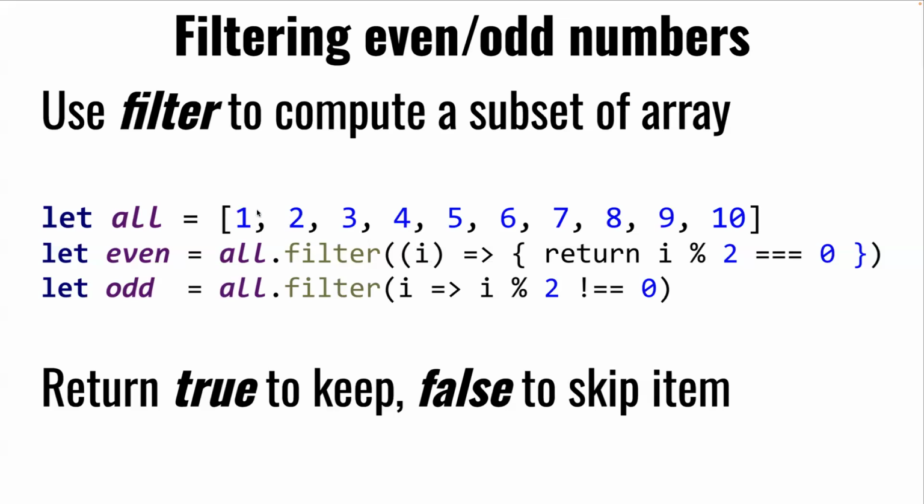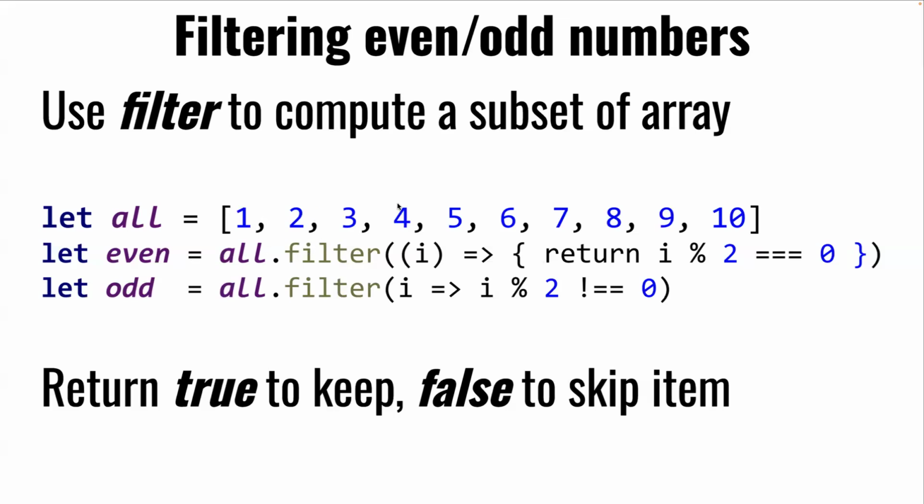So for 1 here, we're doing 1 modulus 2. Is that equal to 0? No, right? So 1 modulus 2 is not equal to 0. So maybe it's not divisible by 2, right? So it returns false. Because it returns false, the filter is going to filter it out, right? It goes away. I don't want that number. For 2, you evaluate 2 modulus 2 is equal to 0. Yes, right? It is divisible by 2. So because it returns true, I'm going to keep that in the resulting array.